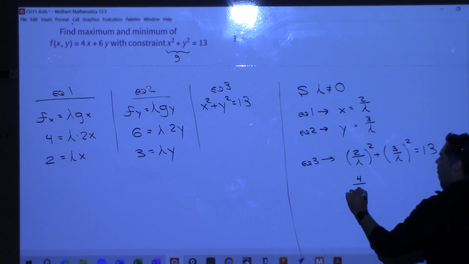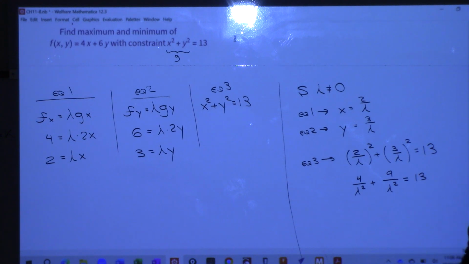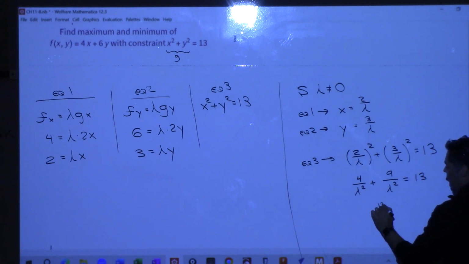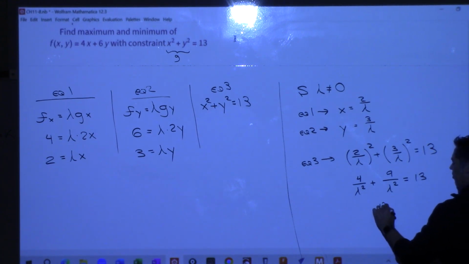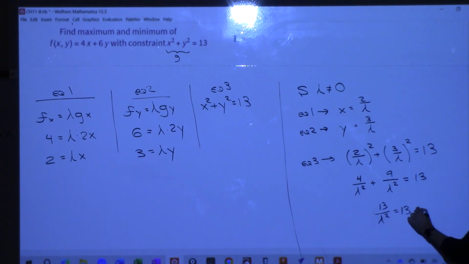Square this. This is 4 over lambda squared, plus this is 9 over lambda squared, equals 13. They already have the same denominator, don't they? Put them together. So 13 over lambda squared equals 13. And there's all sorts of different ways to solve this. I'm just going to get to lambda squared is 1. Right? You can multiply both sides by lambda squared, then divide by 13, plus or minus 1. Lambda is plus or minus 1.